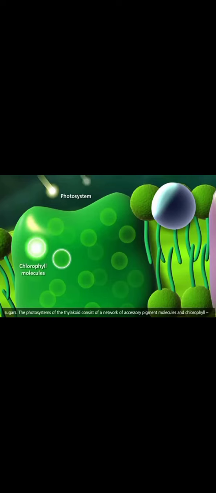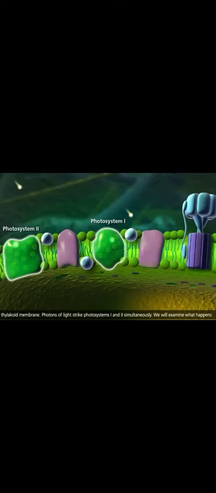It is here that the conversion of light energy to chemical energy is initiated. In most photosynthetic organisms, the thylakoid contains pairs of photosystems, called photosystem 1 and photosystem 2, that work in tandem to produce energy that will later be used in the stroma to manufacture sugar.